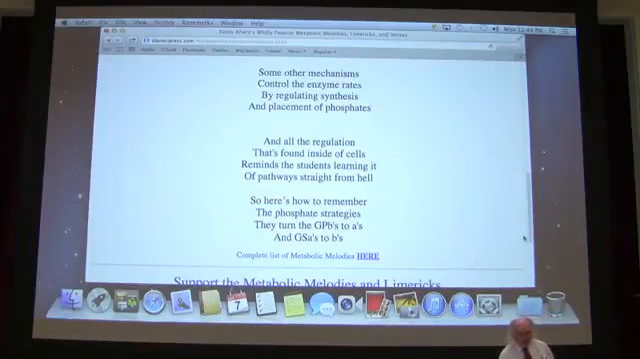So here's how to remember the phosphate strategies. They turn the GPBs to A's and GSAs to B's. We'll talk more about those later.